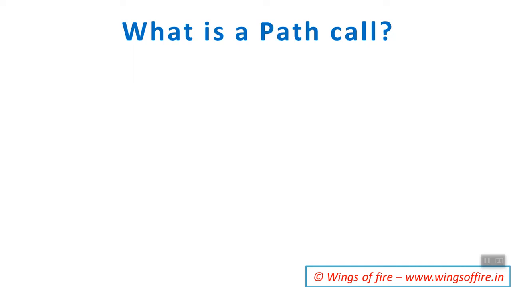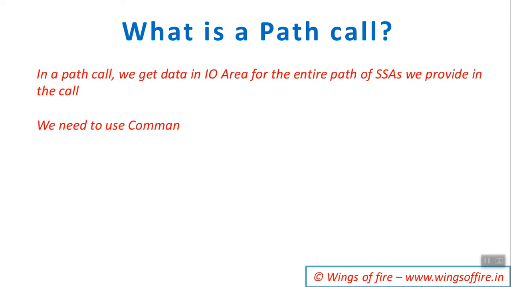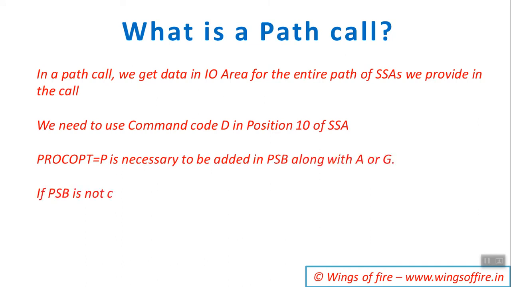For a path call to work, you have to give a command code D in the 10th position. You can give *D in the 9th and 10th position in an unqualified or qualified SSA. Suppose you are in a call statement with 3 SSAs. By default, the lowest level SSA data will be in the IO area. Only the level 1, level 2 data will not be there. So in order to retrieve level 1, level 2 data, we give *D in level 1 and level 2.